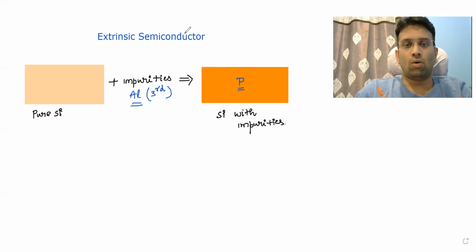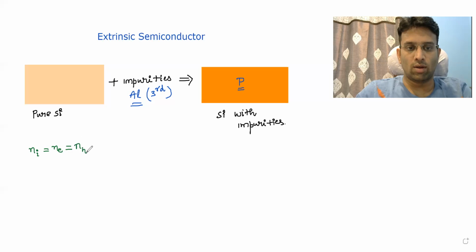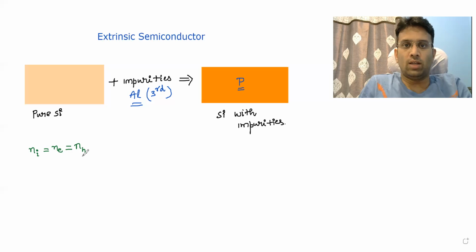Now for example, if I consider that the original silicon block has Ni number of carriers, which means that the number of electrons in the conduction band and the number of holes in the valence band are all equal to Ni. Each of them is equal to Ni.